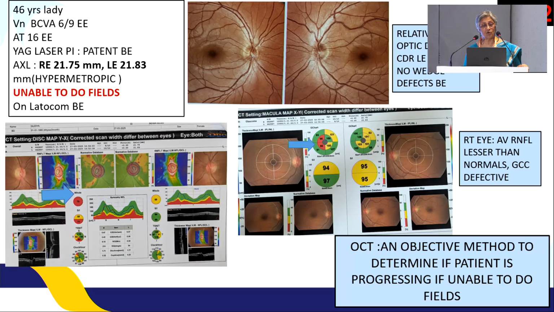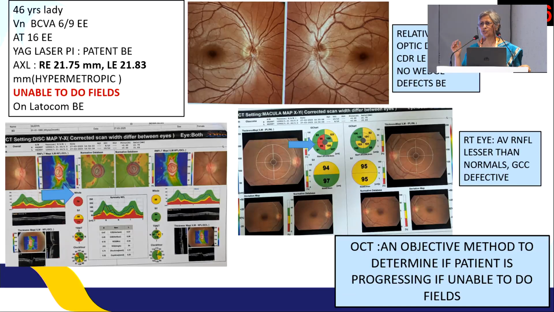A 46-year-old lady who was a hypermetrope, look at her axial length, 21.75 in the right eye and 21.83 in the left eye. Unable to do fields, which a lot of our patients are unable to do. So I had a look at, clinically we found that the optic discs were relatively small. Tried to correlate it with the OCT finding of the disc area. We found it was approximately 1.71 millimeters. And we all know that this is definitely a small disc.